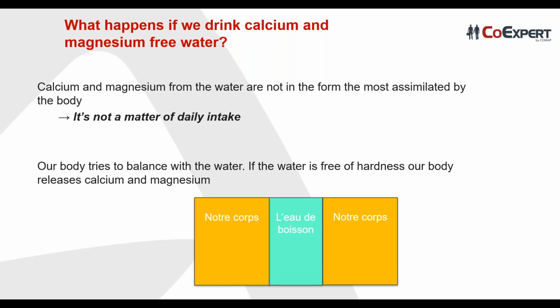For example, here we have our body. I'm sorry, it's written in French. So "notre corps" is our body. "L'eau de boisson" is the drinking water. And there is some calcium and magnesium both in our body and in the drinking water. There is also some exchange. Our body tries to balance all the time. And if there is no calcium and magnesium in the drinking water, our body is going to release some calcium and magnesium to achieve this balance. So the consequences on our health can be very important.